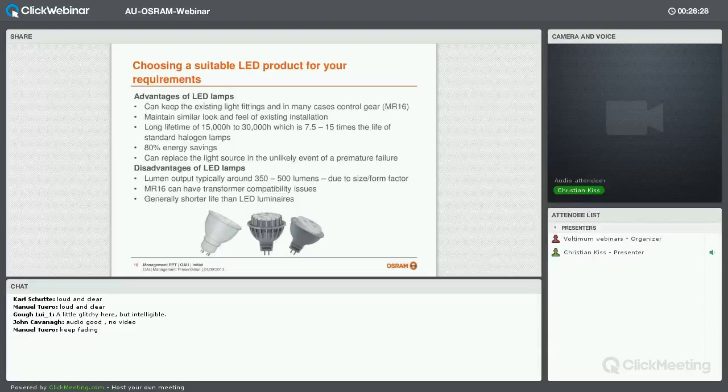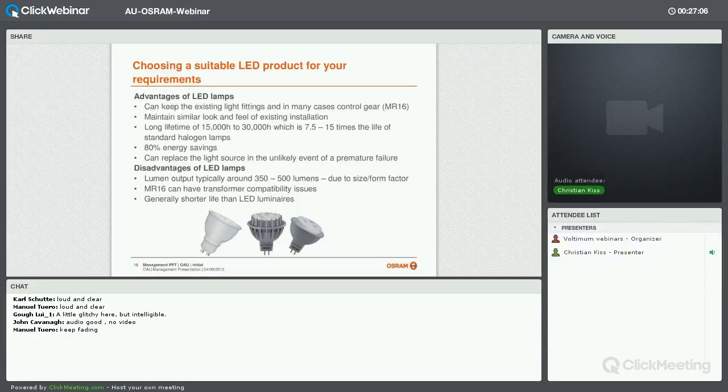The other advantage is obviously you can maintain a similar look and feel of the existing installation because all you're changing is the light source. So the lifetime is still long, which is in the order of 15,000 to 30,000 hours, which is still 7.5 to 15 times the life of standard halogen lamps. And in comparison to halogen, it's 80+% energy savings. The other advantage, I guess you could say, is you can replace the light source, which is just the LED, in the unlikely event that there's a premature failure.